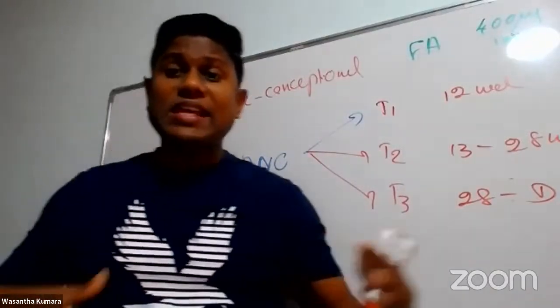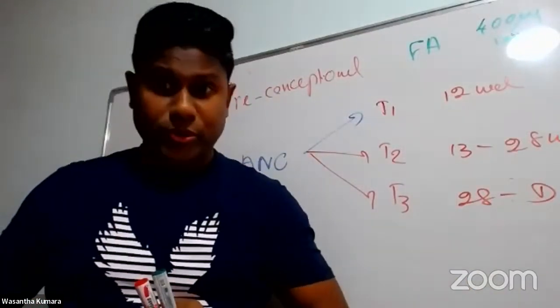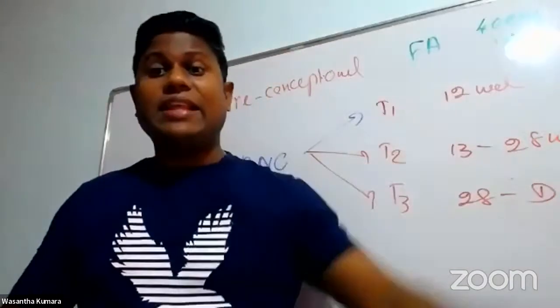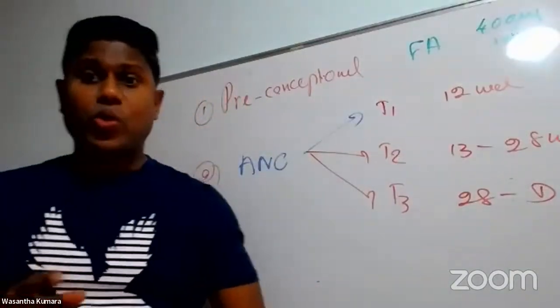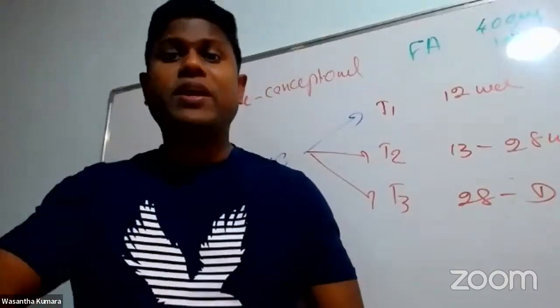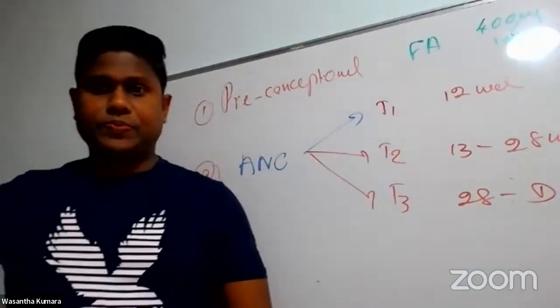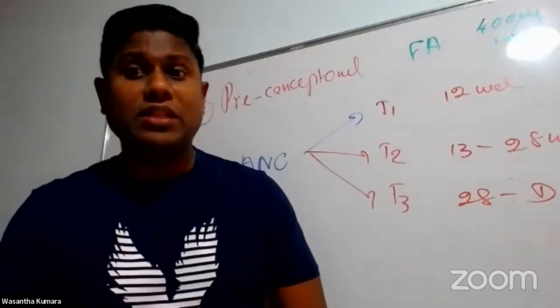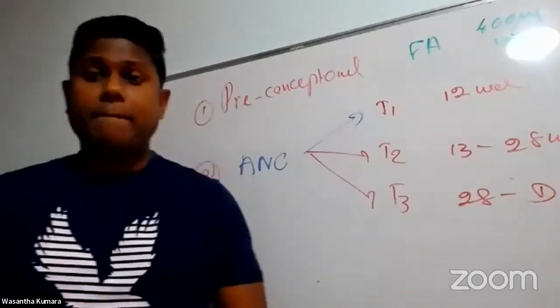If the antibodies are there, then you know she's immune. If antibodies are not there, you can ask the patient to go and get the rubella vaccine right now and wait at least 1 month to become pregnant after the vaccination. You get the vaccine today and wait at least 1 month before you embark on the pregnancy.